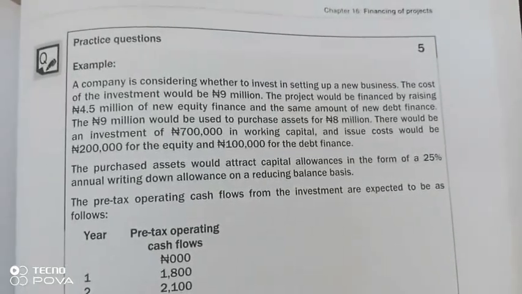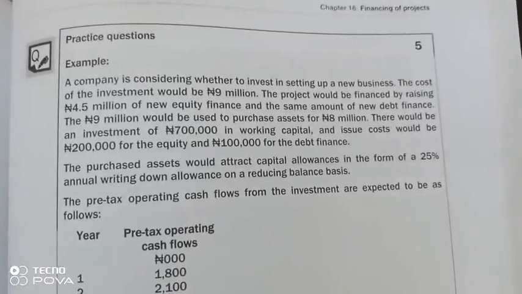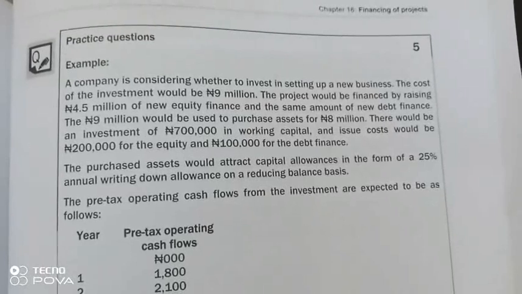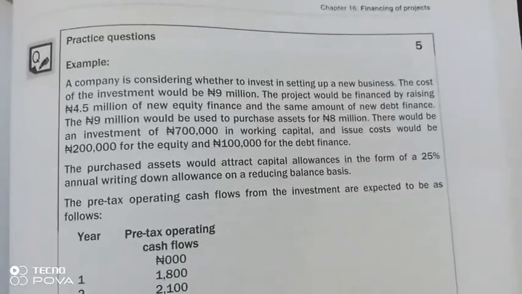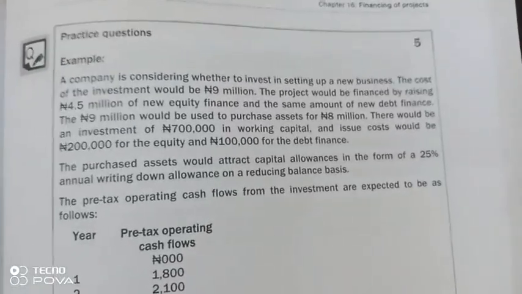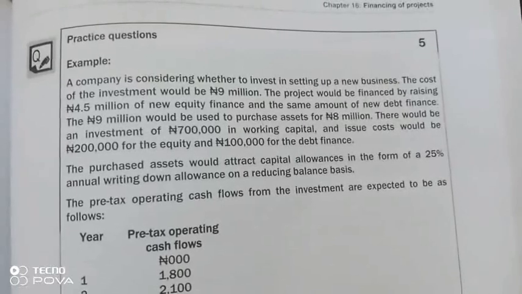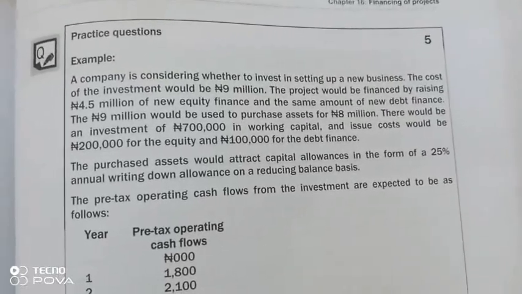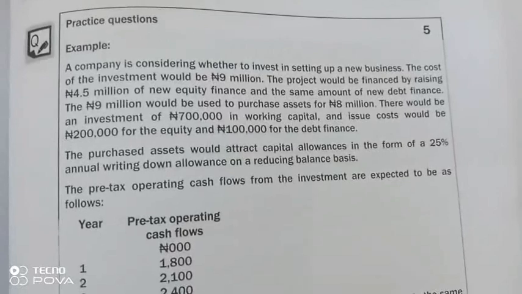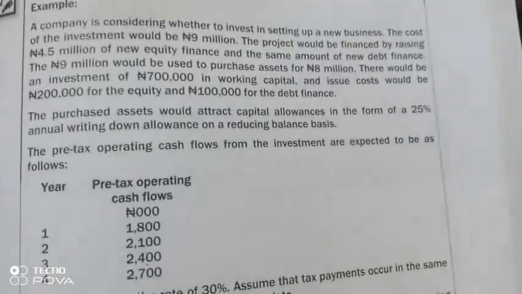A company is considering whether to invest in setting up a new business. The cost of the investment would be 9 million. The project will be financed by raising 4.5 million of new equity and the same amount of new debt finance. That is 4.5 equity, 4.5 debt. Now, the 9 million will be used to purchase assets for 8 million. There will be an investment of 700,000 in working capital. The issue costs will be 200,000 for equity and 100,000 for the debt finance.